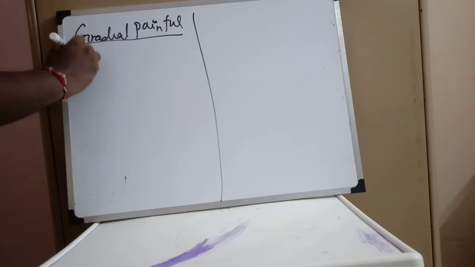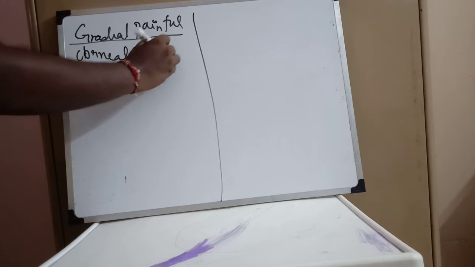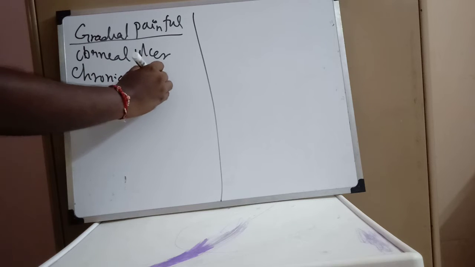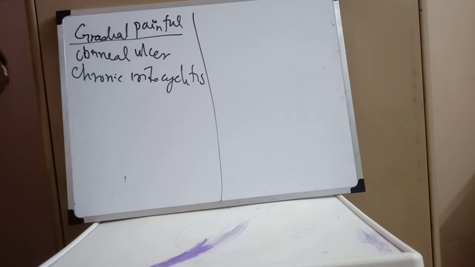Next, we are going to have gradual painful diminution of vision. Gradual and painful diminution of vision is going to be seen in corneal ulcer and chronic iridocyclitis. Why is corneal ulcer going to be gradual and painful? Because the cornea has sensitive nerve endings which are going to be stimulated, which is going to cause pain. And chronic iridocyclitis.